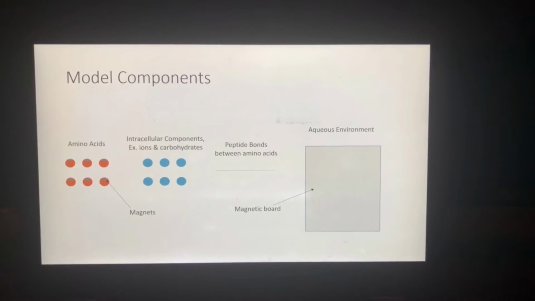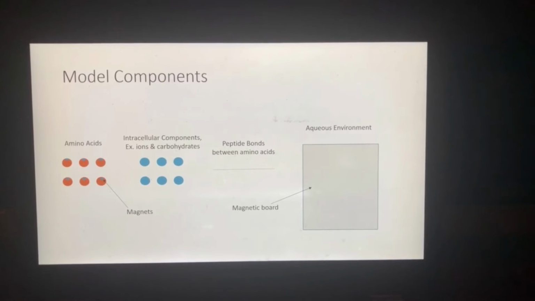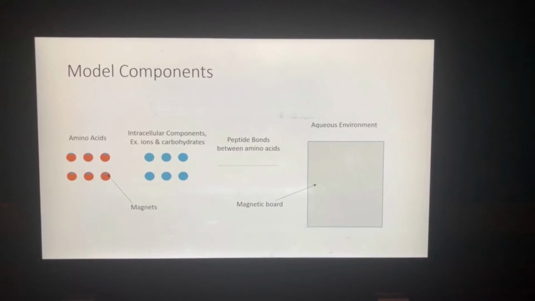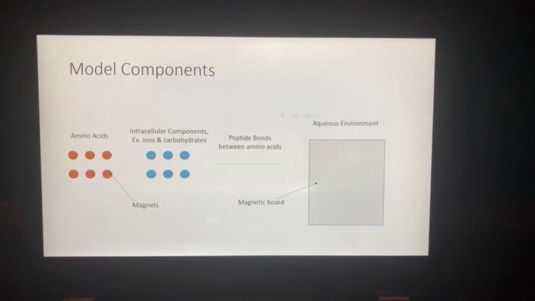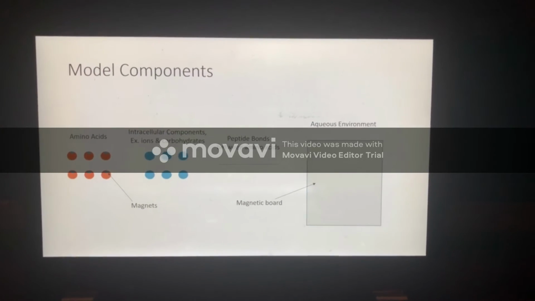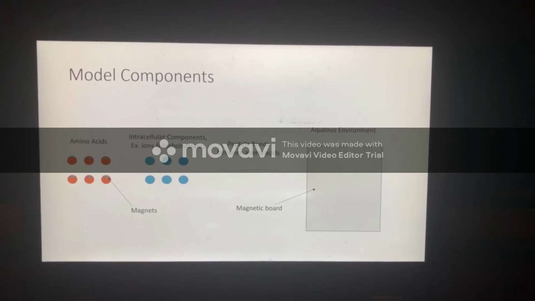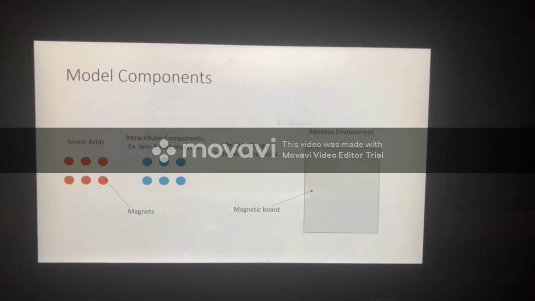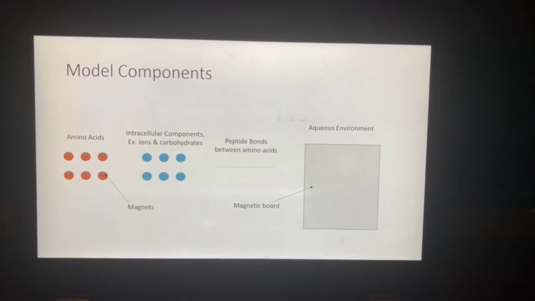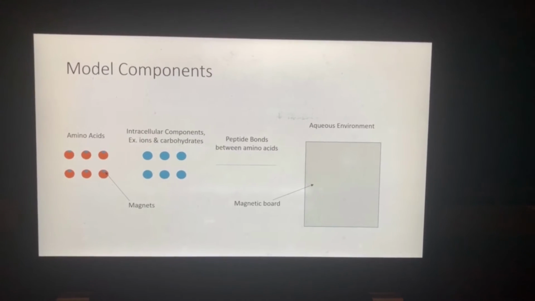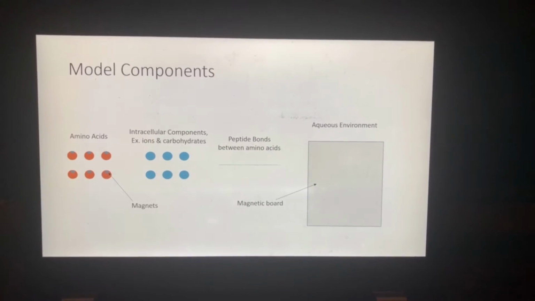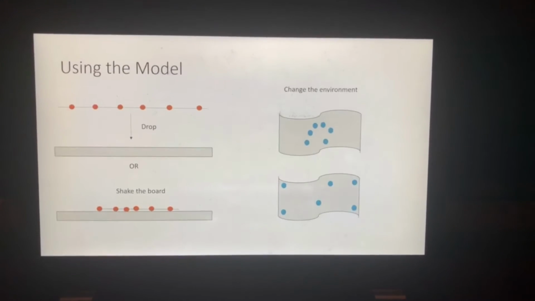So our model has 4 different components. The orange balls represent different amino acids, and the string connecting all of them will represent the peptide bonds between those amino acids. And we have 2 different environmental factors. We have an aqueous environment, which is represented by the magnetic board on the right-hand side of the screen. And we also have the blue balls, which represent different intercellular components, representing different ions, carbohydrates, or any other thing that might actually affect how the amino acids interact.